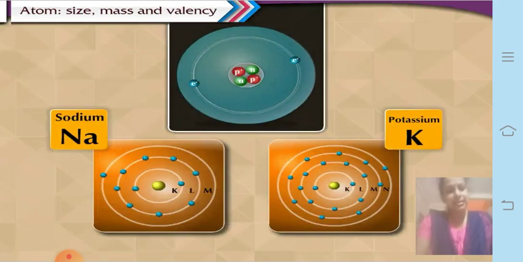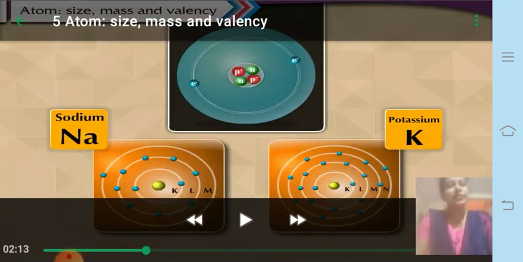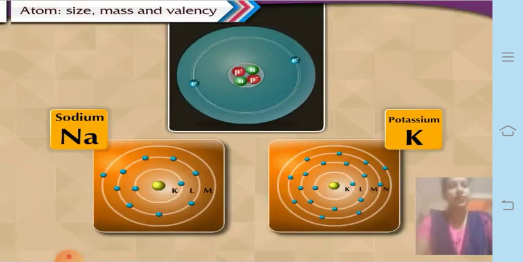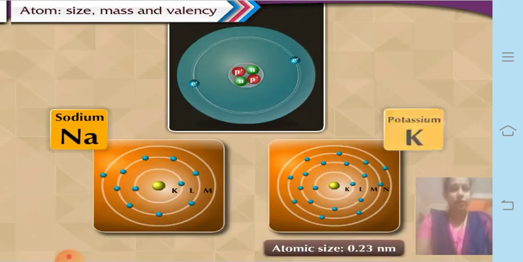Now let us take an example of sodium and potassium. Here in the case of sodium, you can see that there are 3 electron orbits, whereas in potassium there are 4 electron orbits. That means potassium has a higher atomic radius as compared to that of sodium, because potassium has 4 shells or 4 orbits and sodium has 3 orbits. So the size of sodium is smaller as compared to that of potassium.